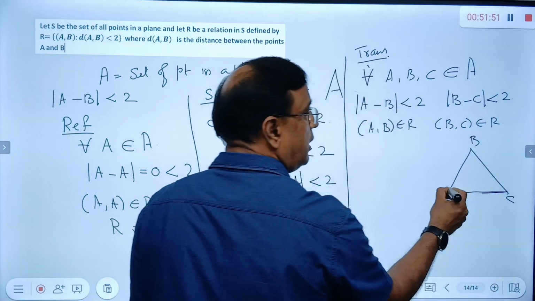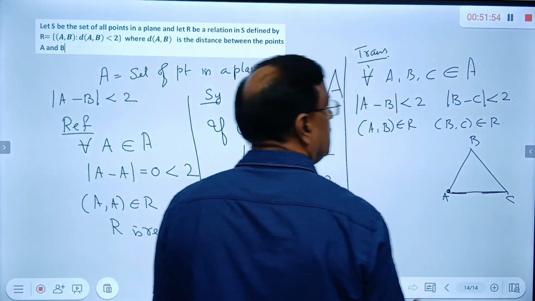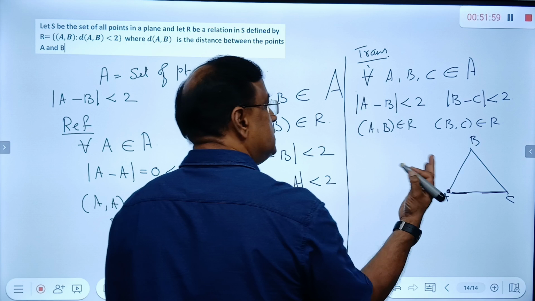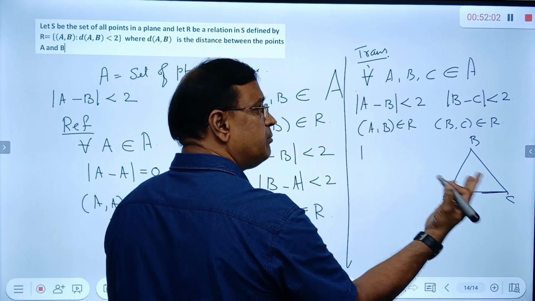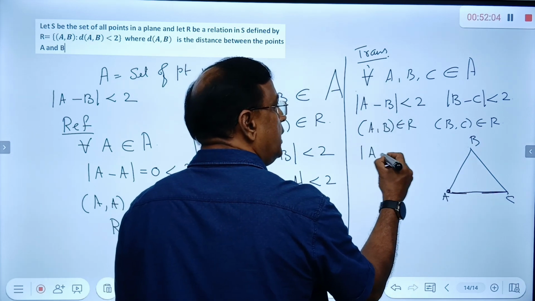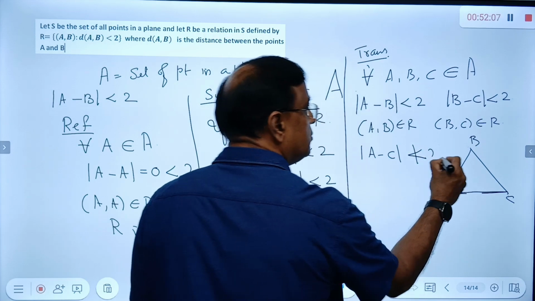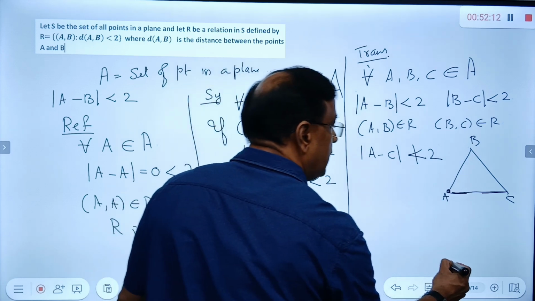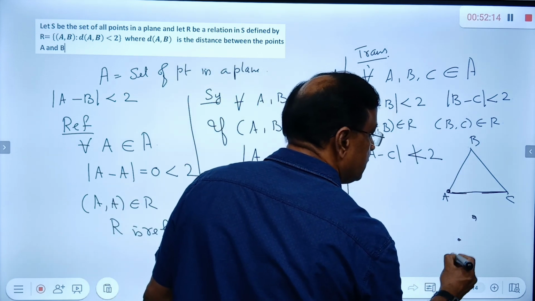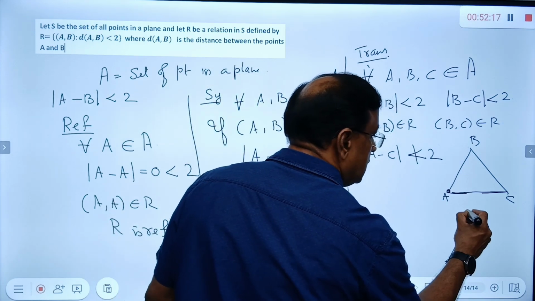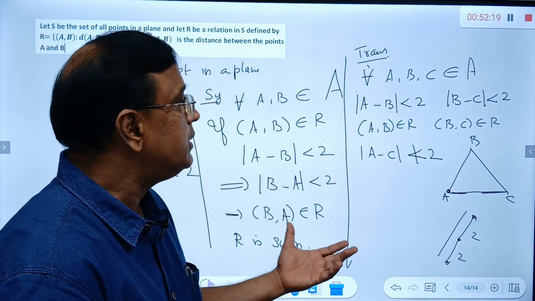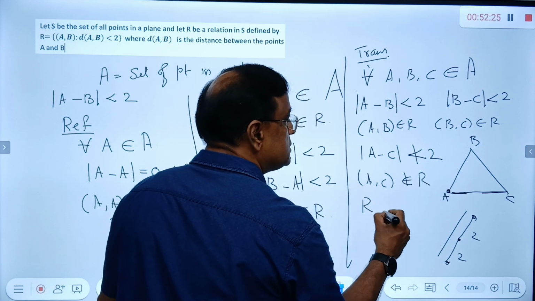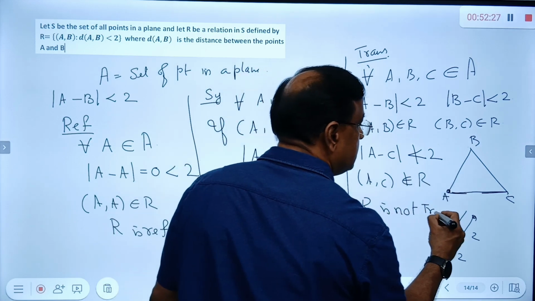The distance between a and b and the distance between b and c will generally be greater than the distance between a and c. So in general, there may be cases where it may be less, but the distance between a and c need not be less than 2. What if they all lie in the same straight line? If this is less than 2, this is less than 2, this will be less than 4. So definitely (a, c) does not belong to R. Therefore, R is not transitive.